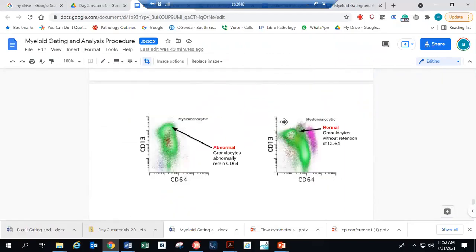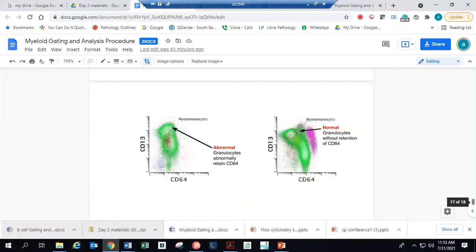So again, the same thing they are showing over here: the normal granulocytes without retention of 64. So normal granulocytes, as you see over here, the monocytes will be 64 bright, the granulocytes will be 64 dim. When it starts increasing the 64, that's abnormal.